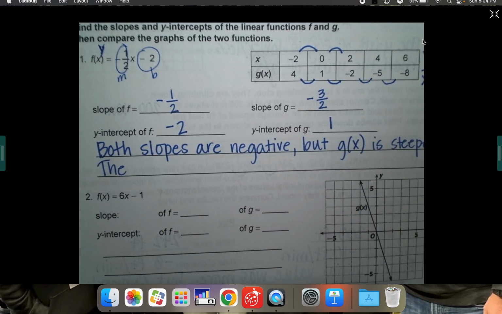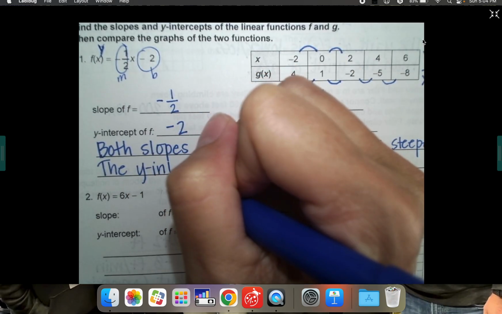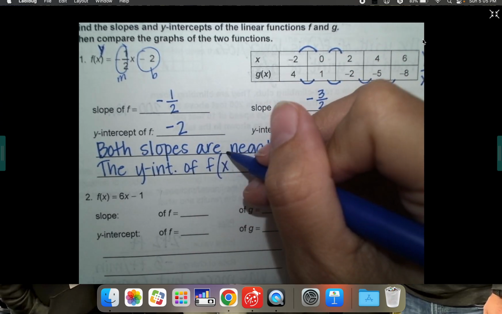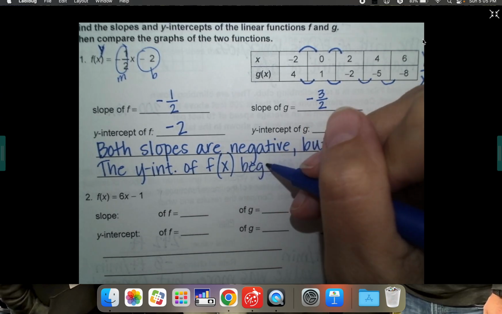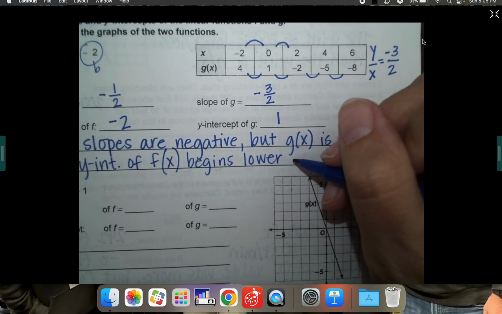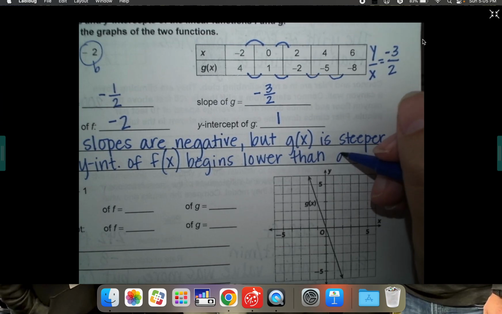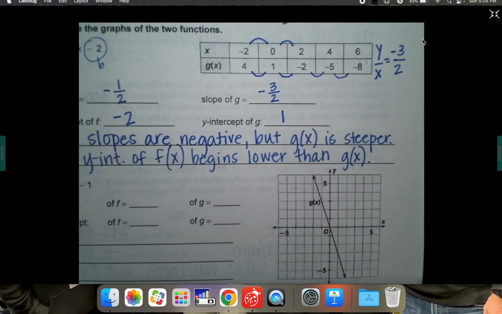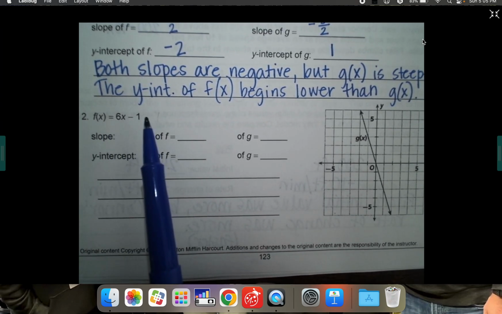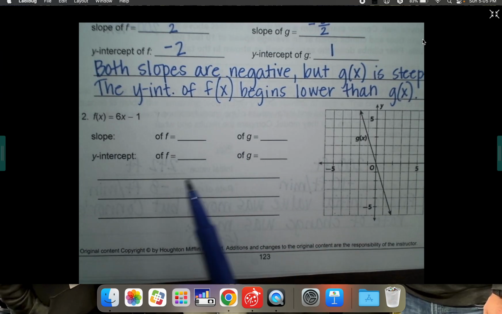what are we saying? Comparing, okay, the y-intercept of f of x, this is this one, begins lower. So it hits on the y-axis at a lower spot. So it's lower than +1, which is the g of x. Okay. And then the very last section, now it's just going to go ahead and say, okay, now we've got an equation and we've got a graph. Tell me what the slopes are. Tell me what the y-intercepts are, and then compare again.